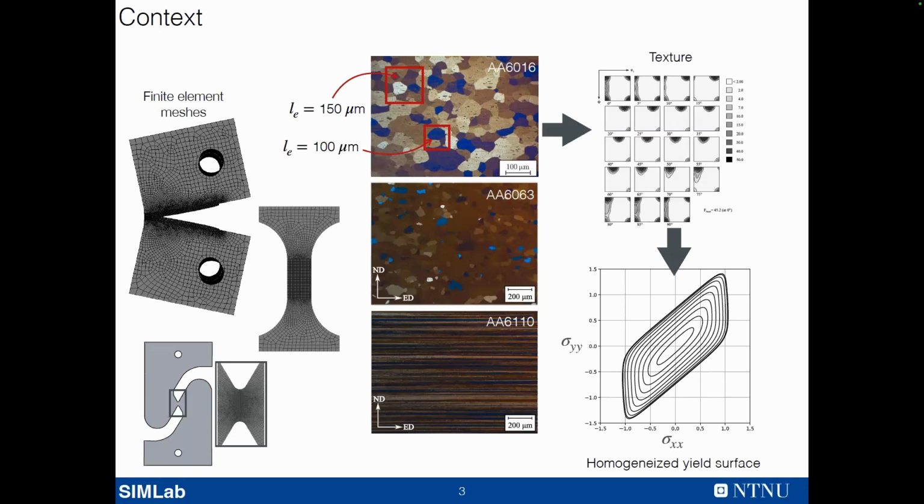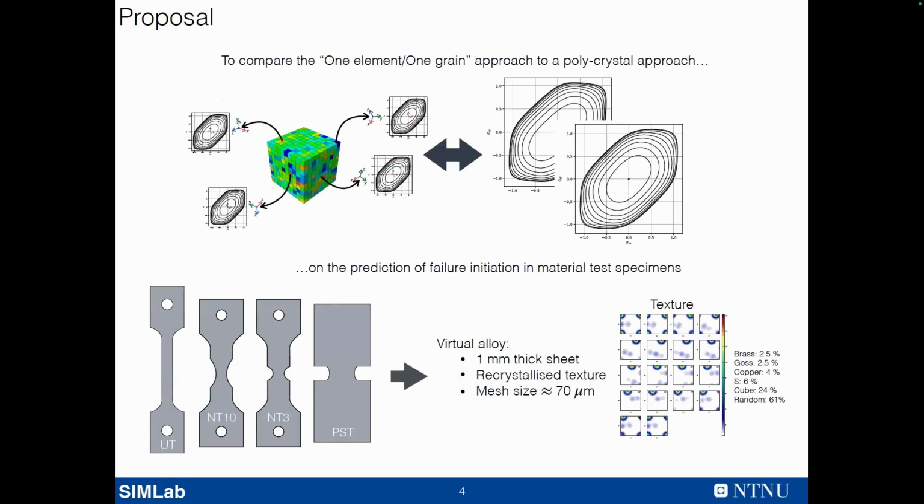So what we decided to do was to compare a one element, one grain type of approach, where every element represents a single grain, to polycrystal plasticity, which is a typical way of modeling anisotropic plasticity in aluminum alloys. We want to find out what one gives compared to the other when it comes to prediction of failure, and especially initiation, in material test specimens, ranging from uniaxial tension up to plane strain tension. So typically in the medium to high stress triaxiality range.